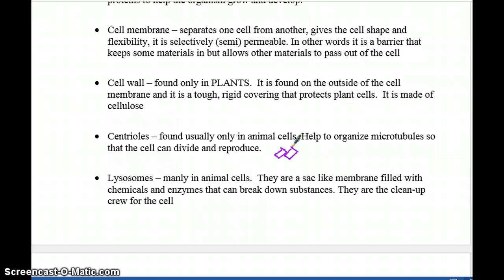The lysosomes are mainly in animal cells. They are a sac-like membrane-filled part, so they look like this. They're just these little circles. They're filled with chemicals and enzymes. And their job is to clean, to break things down, to get rid of things that should not be there. So I tell people to think of the lysosome, sounds like Lysol. Lysol helps us to clean. So they are the cleanup crew, the garbage men of your cells.